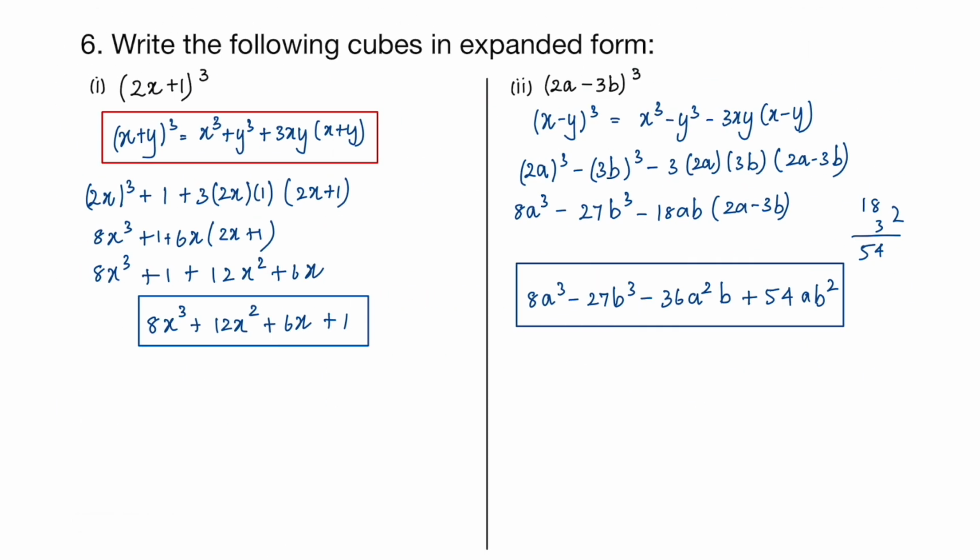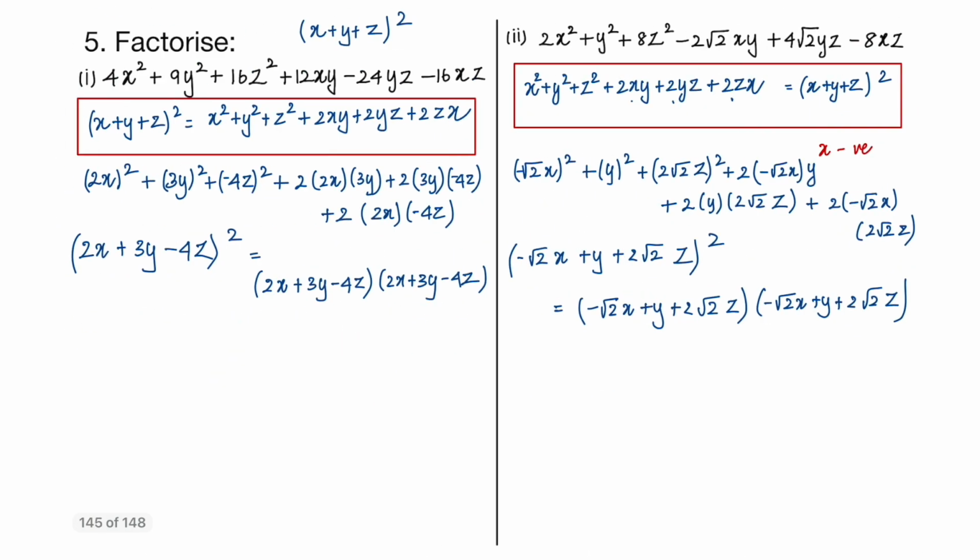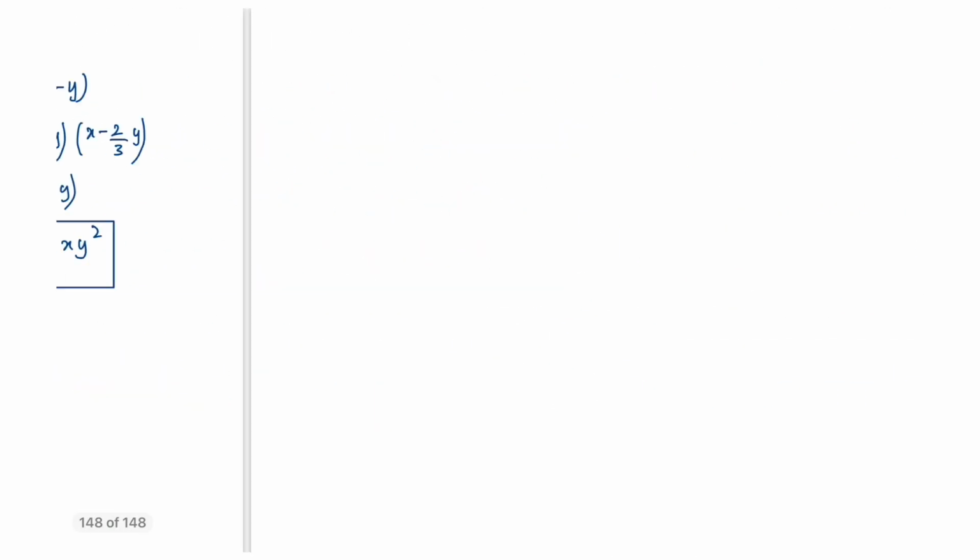We have solved 4 subdivisions in this question using these identities, x plus y the whole cube and x minus y the whole cube. And we have solved one more question as well. So that is just factorization using x plus y plus z the whole squared identity. Okay, so those are the 2 questions for this video.